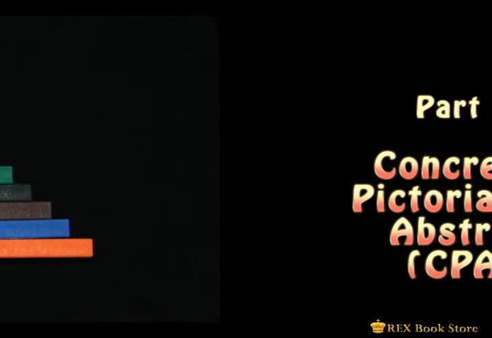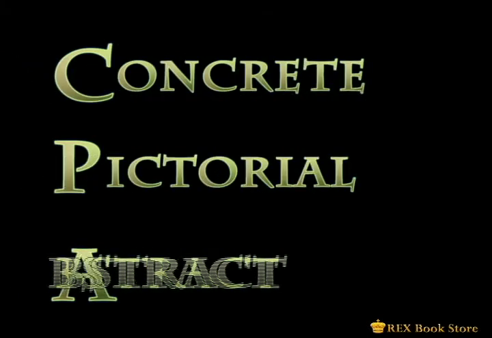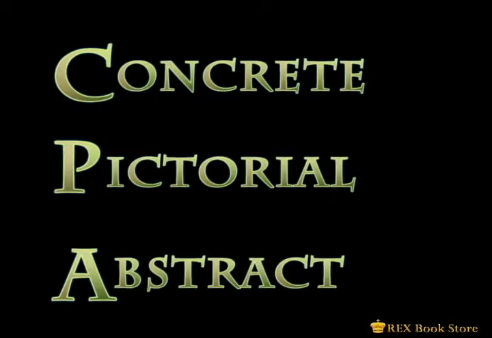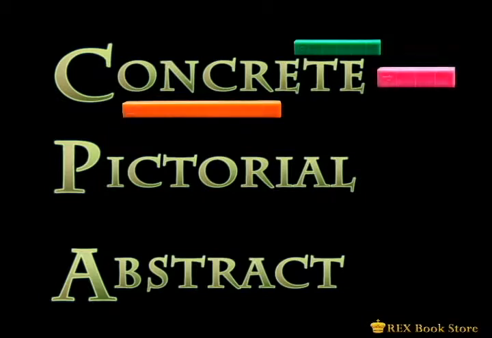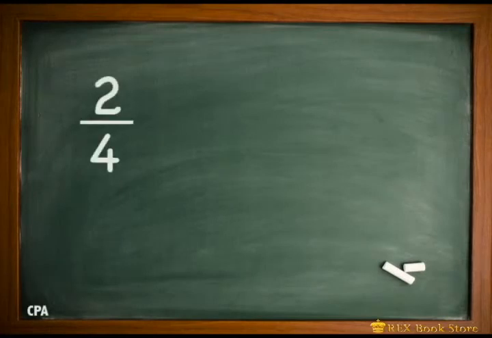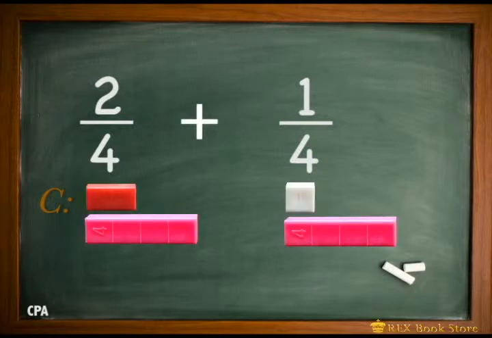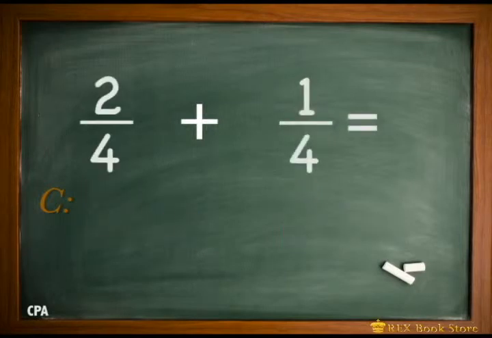The use of number sticks and other forms of manipulatives is grounded in the theory of CPA: concrete, pictorial, and abstract. We begin teaching the concrete concept using concrete objects. And then, we will be using illustrations to strengthen the skills. For example, 2 over 4 plus 1 over 4. We start using manipulatives. We represent our fractions using number sticks. From this illustration, 2 over 4 plus 1 over 4 is 3 over 4.